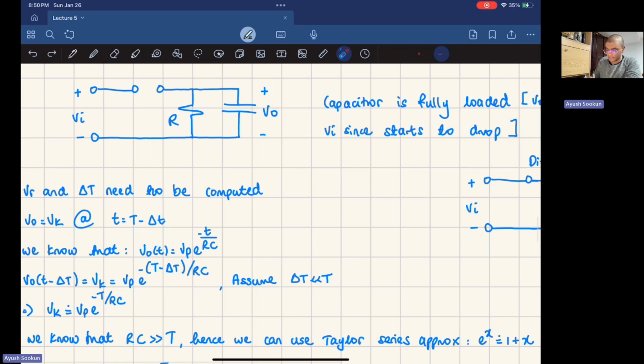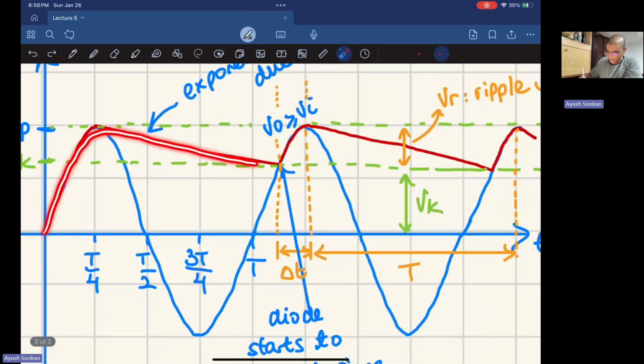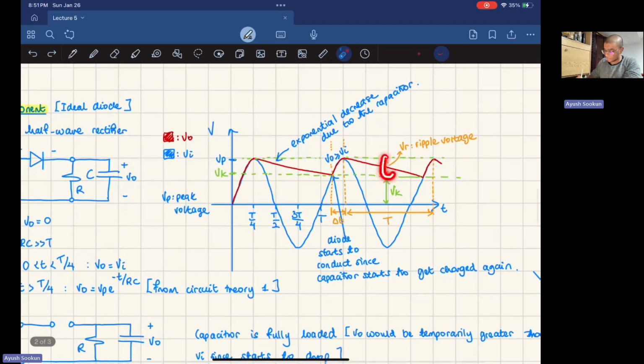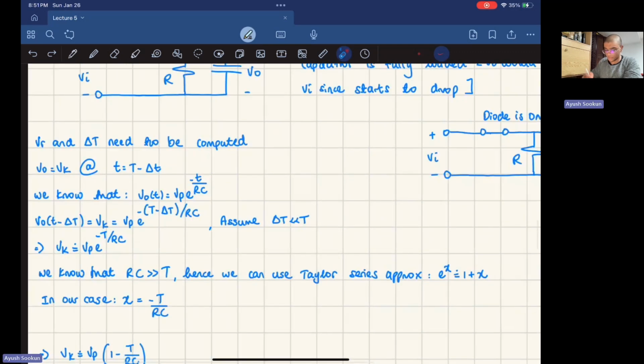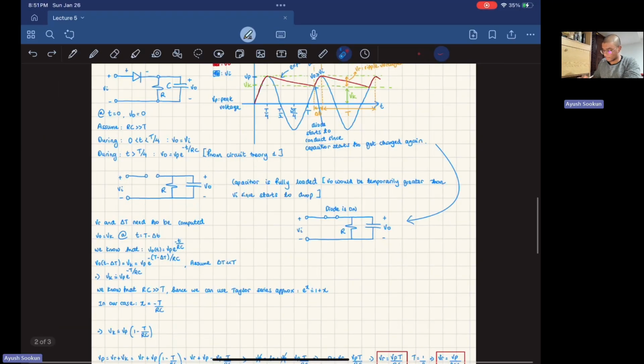We need to calculate V ripple and delta T. What is delta T? This is my ripple voltage. If you look at this part right here where the capacitor is charging, it just finished discharging, so it's charging again here. This delta T right here is the amount of time it's going to take for it to charge again. So we want to compute this amount of time, this delta T, and at the same time, we want to calculate the ripple voltage value. So this is what we're going to do. Now we're going to say that V0, our output voltage, is equal to some Vk at T equals T minus delta T. So let's go back to the graph.